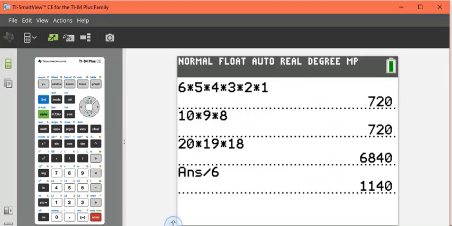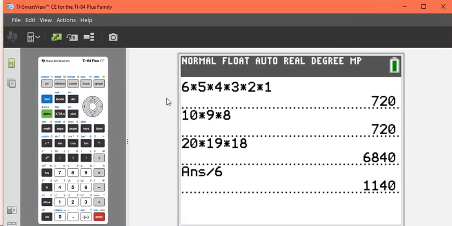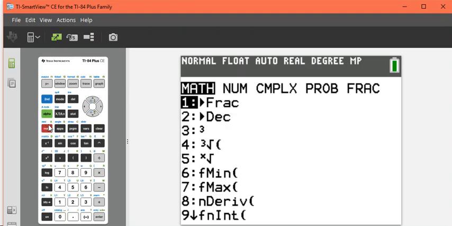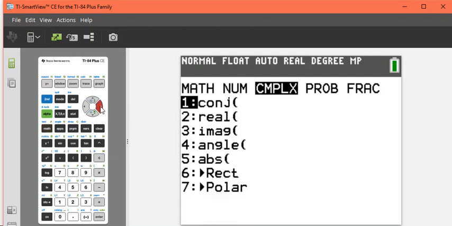So let me pull up the calculator here. Let me clear this out. Say we want to do 6 factorial. Punch in 6, then go to the math button and move over. Across the top you have math, number, complex, probability, and fraction stuff. See these arrows right here? You're going to move your arrows over until you get to probability.